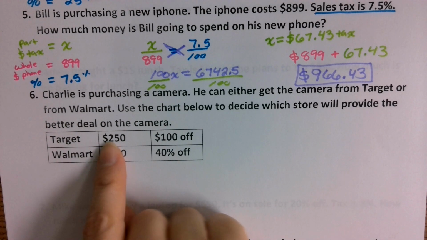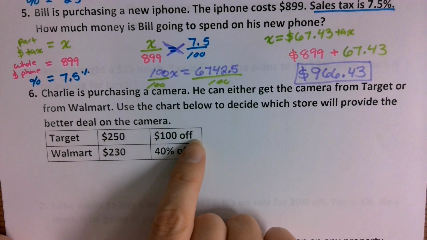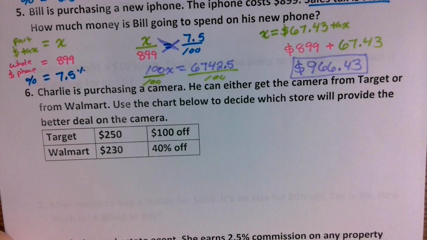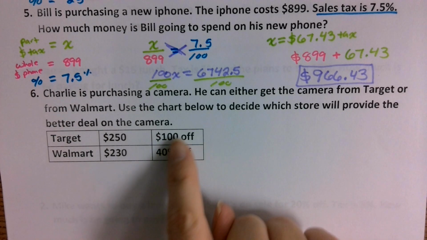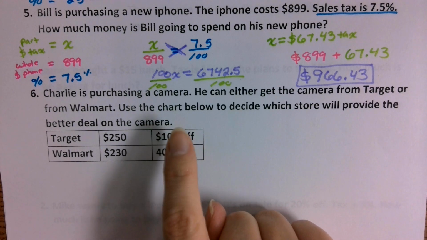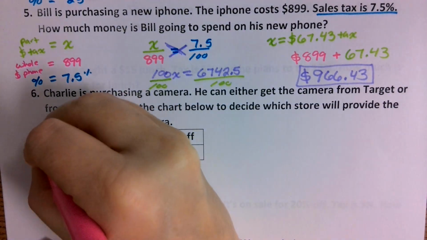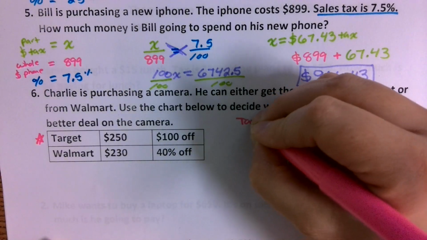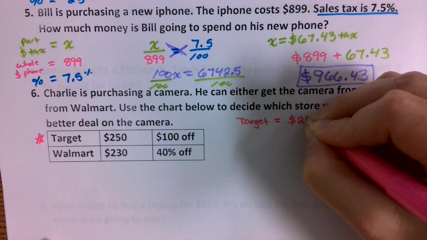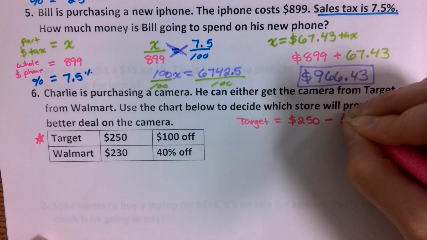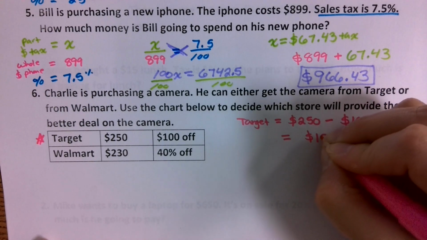Target is selling it for $250, but they have a coupon for $100 off. How do I show that? You just subtract 100, right? If they're telling you the money off already, then all you're going to do is subtract. So for Target, we're just taking what the cost was, which was $250, and we're subtracting the coupon of $100. So Target is going to charge $150.